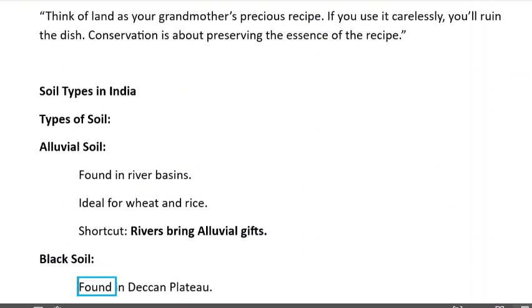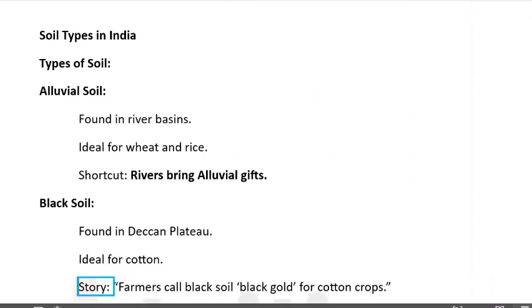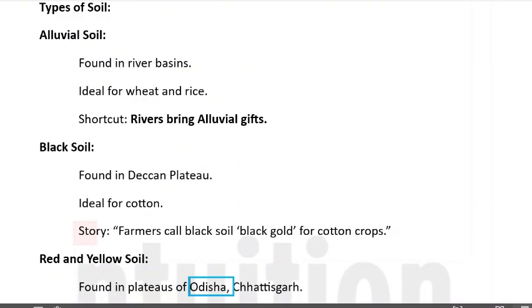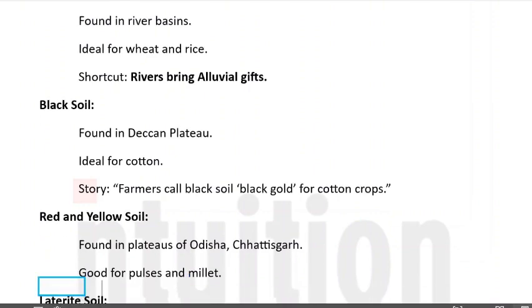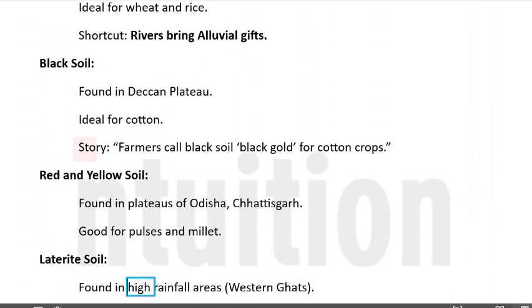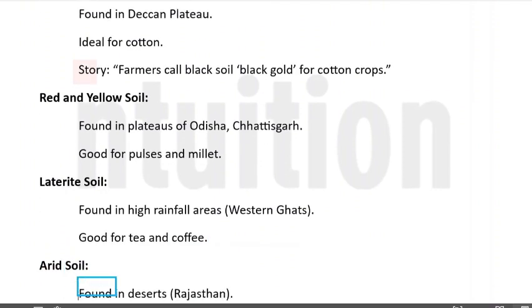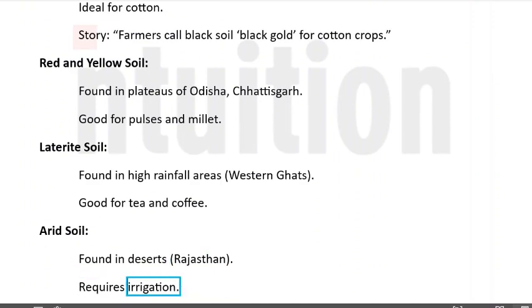Black soil, found in Deccan Plateau, ideal for cotton. Story: farmers call black soil black gold for cotton crops. Red and yellow soil, found in plateaus of Odisha, Chhattisgarh, good for pulses and millet. Laterite soil, found in high rainfall areas, Western Ghats, good for tea and coffee. Arid soil, found in deserts, Rajasthan, requires irrigation.